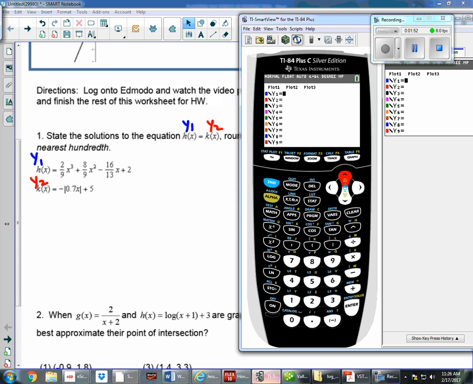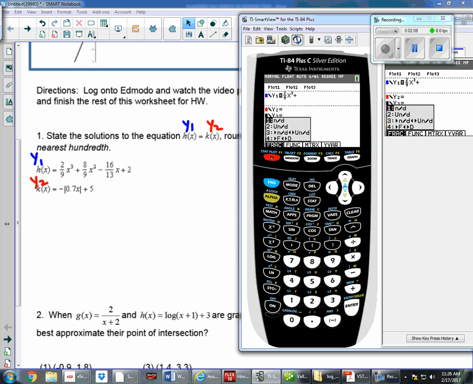So in y1, I'm going to do alpha y equals, make that a fraction, to input 2/9 x to the third power. Continue plugging the rest of the equation in. Alpha y equals gets you your fractions.